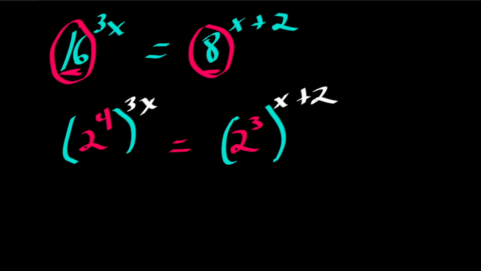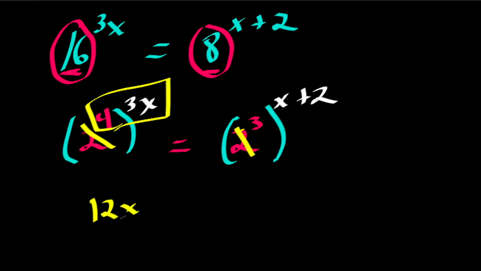So now we're good to cancel these 2's, but you have to remember a power to a power gets multiplied, so 12x is going to equal 3 times x plus 2. Once again, it's a difficult problem for people at the beginning, but as you practice it, you start to understand why we had to use 2 as our base as opposed to 4 or 8. All right, so now let's finish this one off.